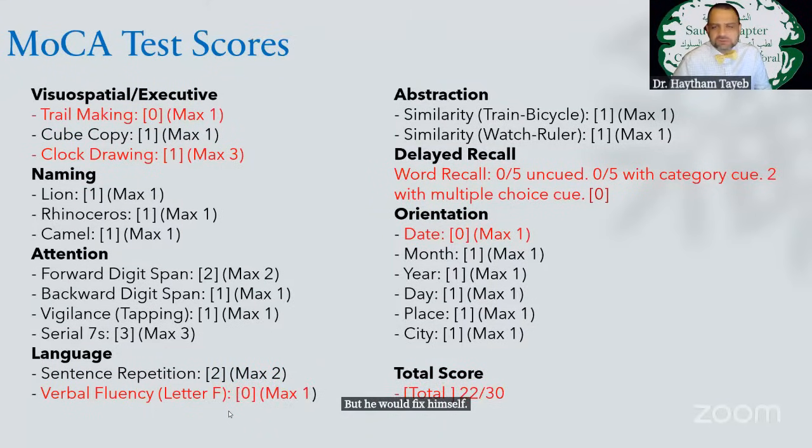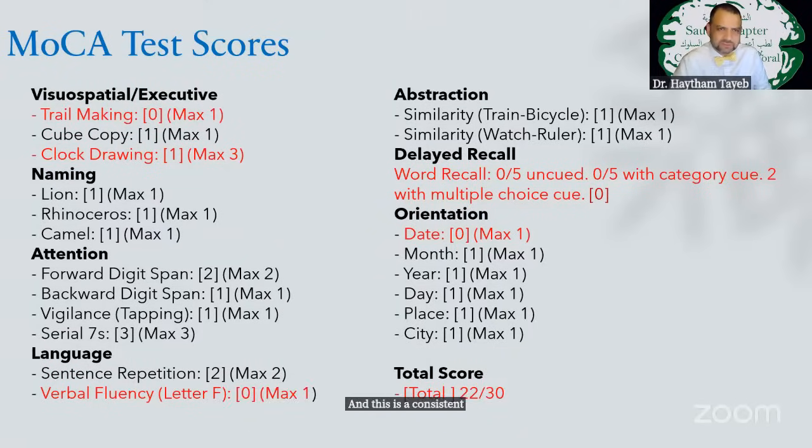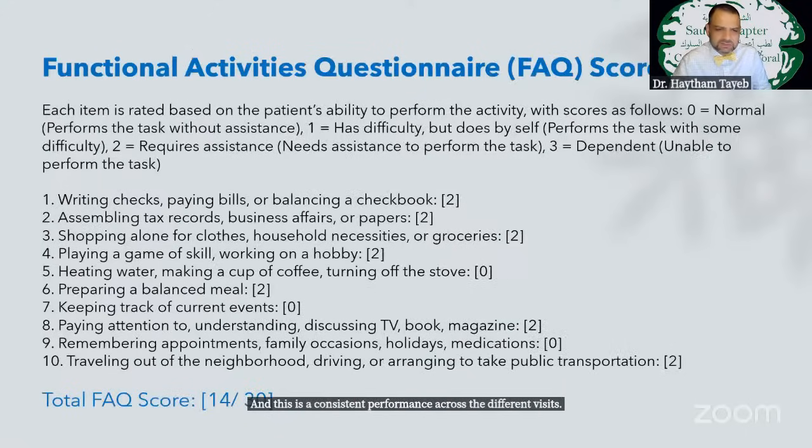Verbal fluency was 0. Memory was shot as well. So not really significantly aided by cues, and then he couldn't get the date. He got the month and the day and the rest of it, but the specific date he wouldn't get. And this was a consistent performance across the different visits. This is his FAQ, borderline, needing help with a lot of things that you see.